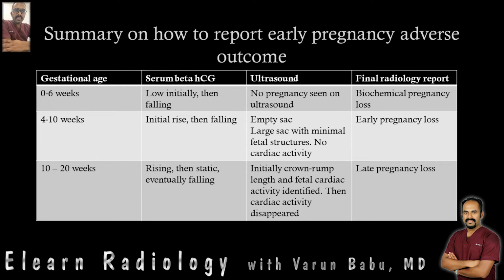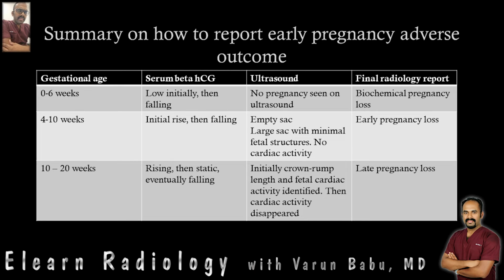When the gestational age is between 0 to 6 weeks, you have a serum beta HCG that is low initially, then falling, and you do not see a pregnancy on ultrasound. It is a biochemical pregnancy loss. Between 4 and 10 weeks gestational age, if the serum beta HCG shows an initial rise and then falls, ultrasound may show an empty sac or a large sac with minimal fetal structures, no cardiac activity again. This would be an early pregnancy loss.